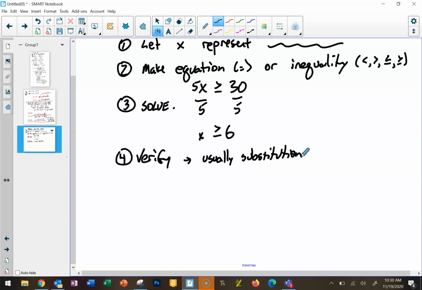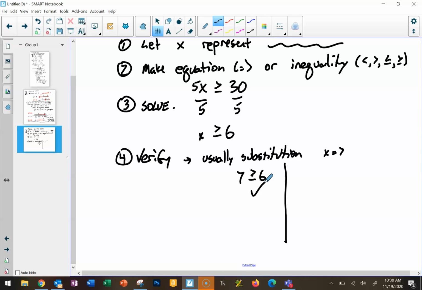Okay, so if we're going to verify this, we need to pick a number that's either greater than or equal to 6. I'm going to pick 7, okay? So let's just say X equals 7. And your verification is actually 2 steps, but the first one's obvious, right? So is 7 greater than or equal to 6? Well, that's a pretty easy check right there, right?